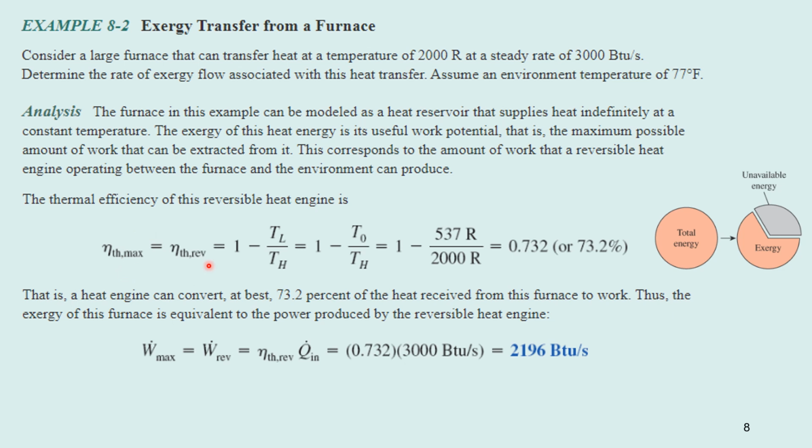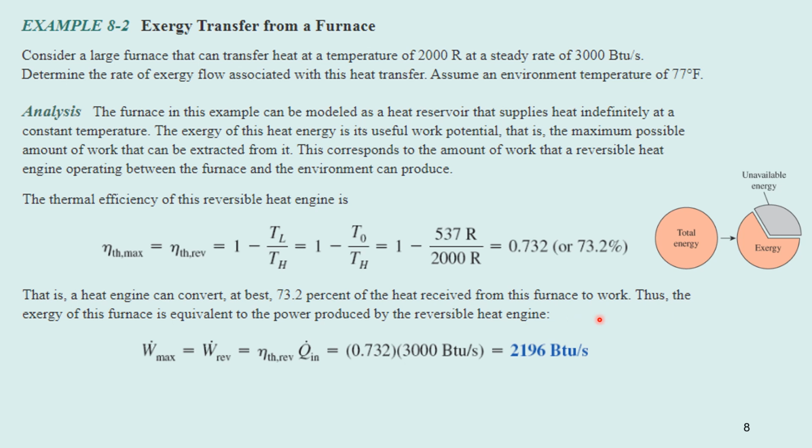This is the theoretical maximum, 1 minus T low divided by T hot. These are the temperatures of the two reservoirs. The T hot is the 2,000 Rankine, the furnace value, and T0 is the environment. So you have to convert Fahrenheit to Rankine, and so you get 73.2%. So this heat engine can convert at best 73.2% of the heat received from this furnace to work.